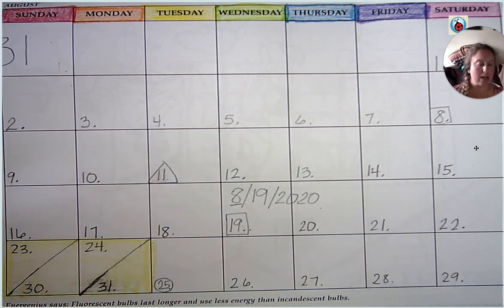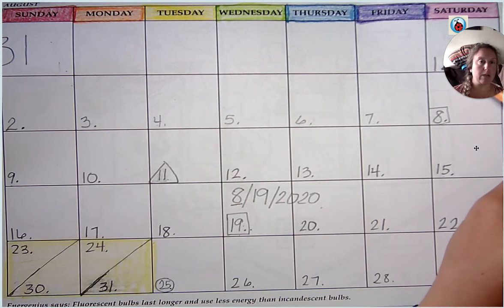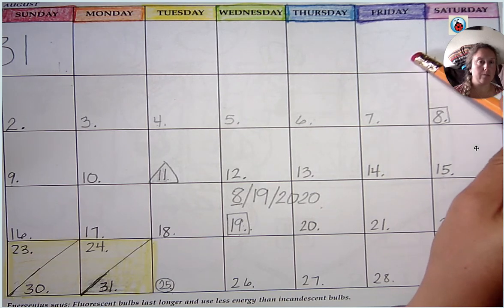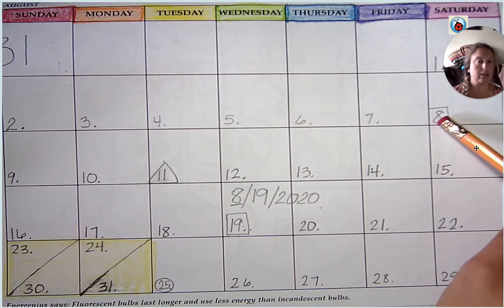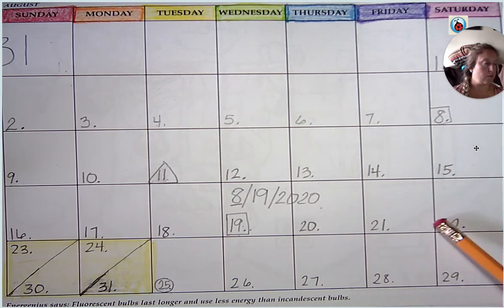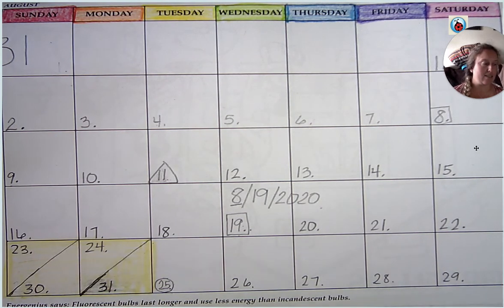Tell me what date or what number was the fourth Saturday? The fourth Saturday. Go to Saturday. Go to the first Saturday with the number. It's right here. Now count first, second, third, fourth. Which day was the fourth Saturday? That's right, the 22nd.